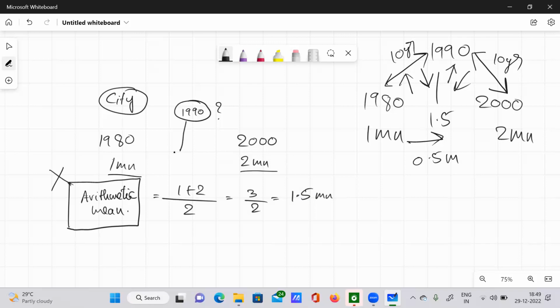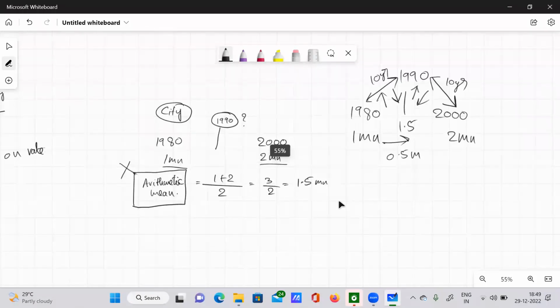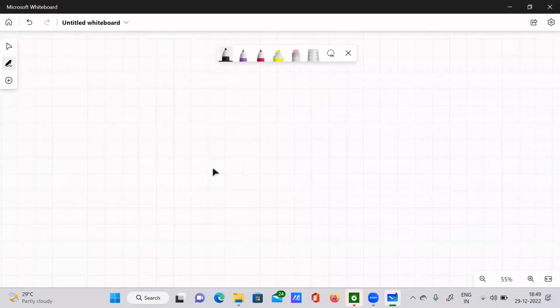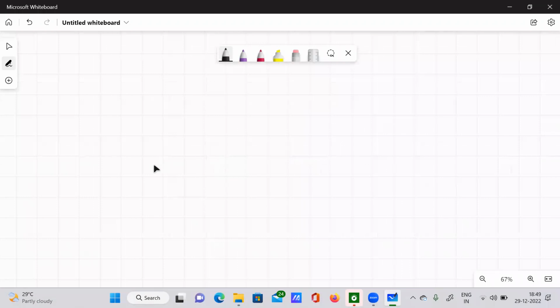Then what is the exact metric for it? We can use the geometric mean. I'll explain. If you use the geometric mean here, we have two values, 1 million and 2 million, right? The geometric mean is the square root of xy, in general the nth root.